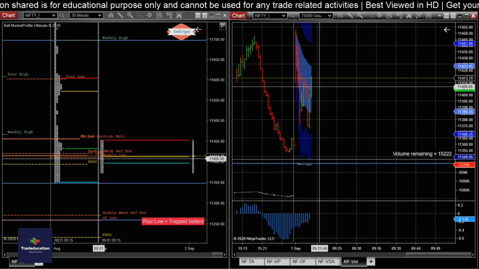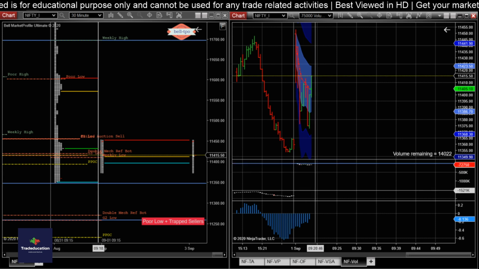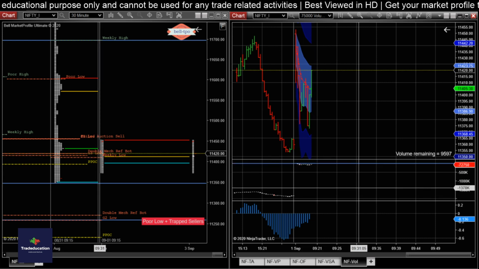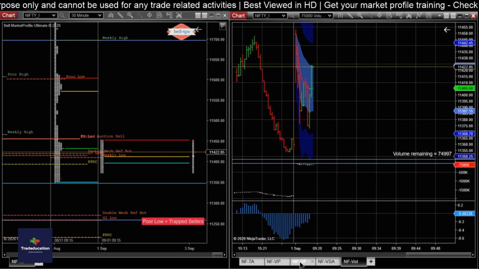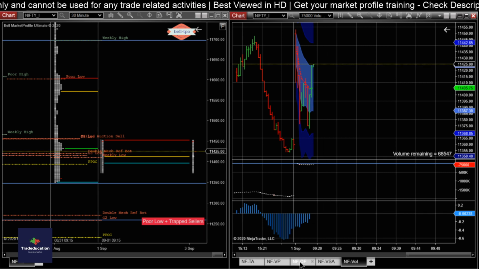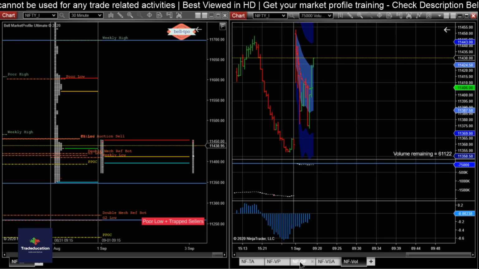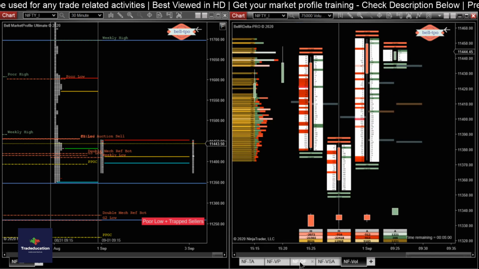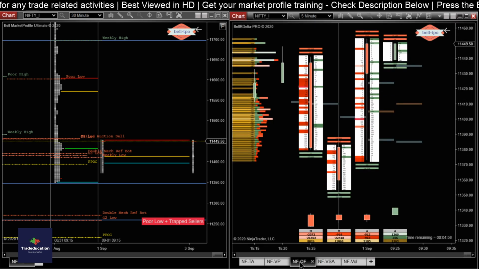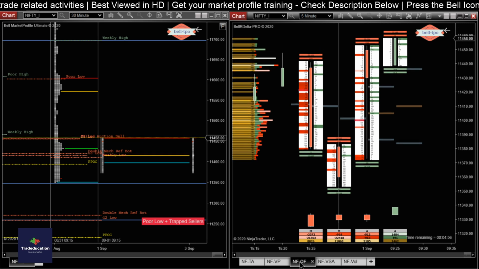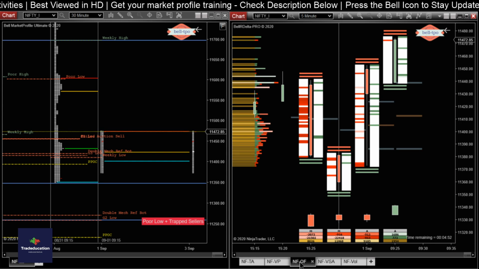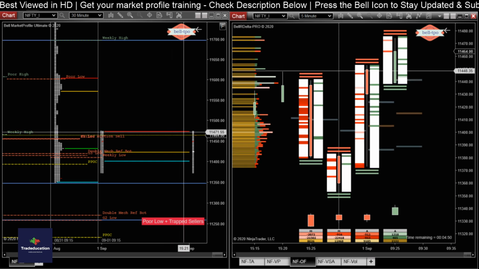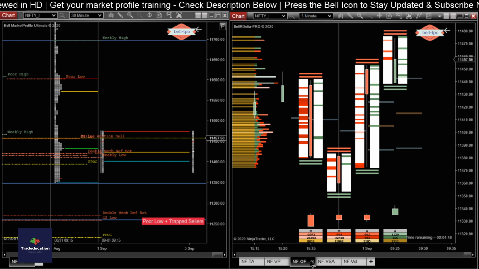Now the VWAP is getting tagged. The delta is turning flat. And the high is tagged now. So you could have booked your losses. And look at the stop losses which were built. They have been cleared.